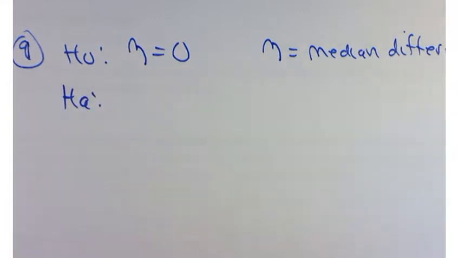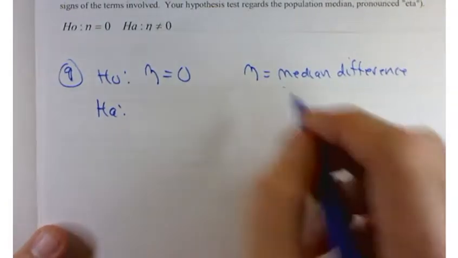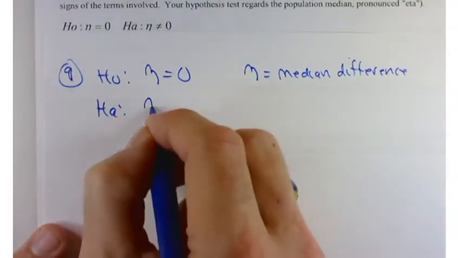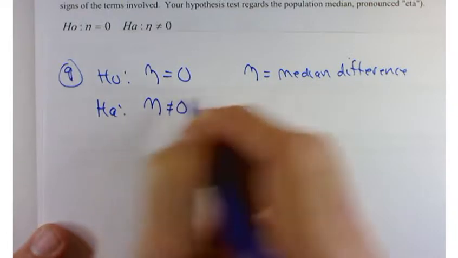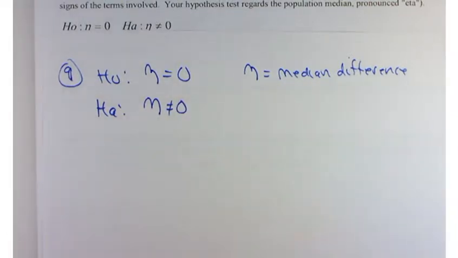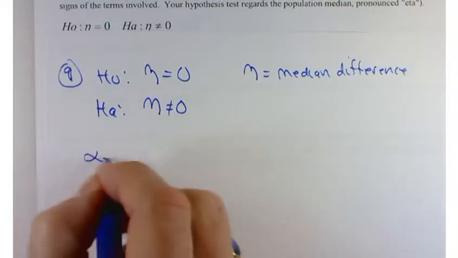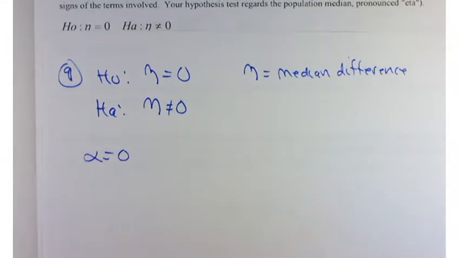What's the alternative hypothesis? It is different than 0. There is some kind of a difference between their ages. We're going to test this claim at the 5% significance level.